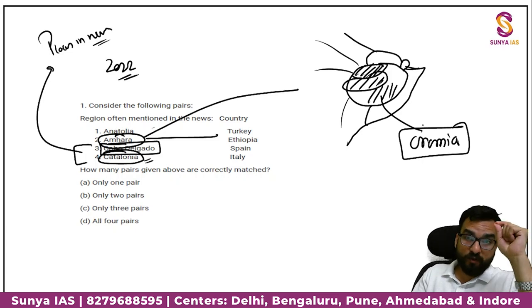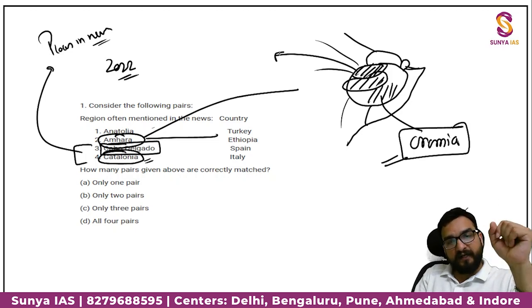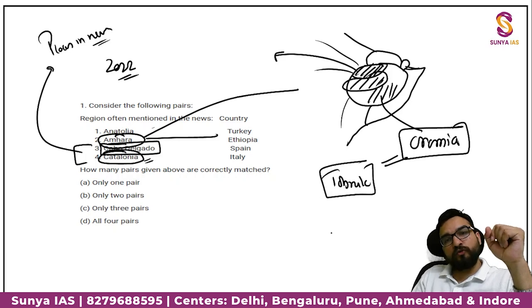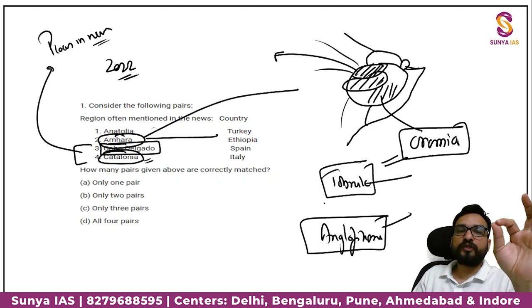Ethiopia is very important. Oromia and Amhara, they have asked already. Tigray, they will be asking, guys. Tigray region, right? Do you remember the Tobruk region? Tobruk was in news. Do you remember Anglophone region?